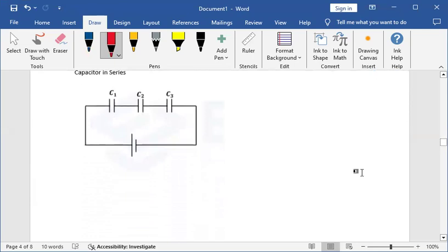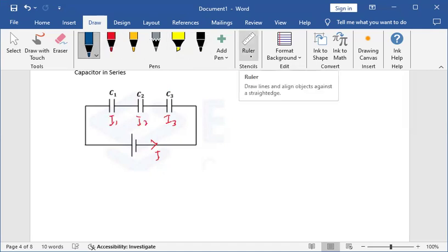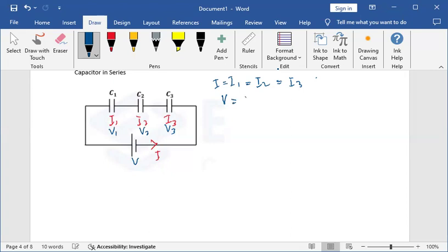And then what about series? Let's see, this is the series. The series capacitors are here, and the current flows through 3, 2, 1. So I equals I1 equals I2 equals I3, based on Kirchhoff's law in this series circuit. And for V, V equals V1 plus V2 plus V3.